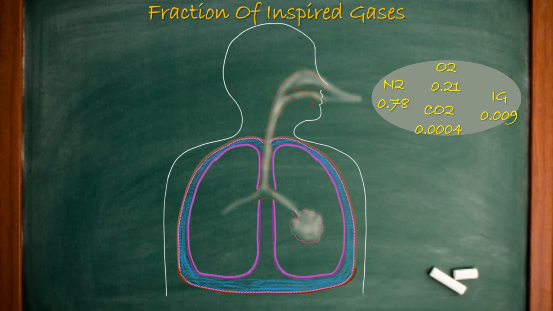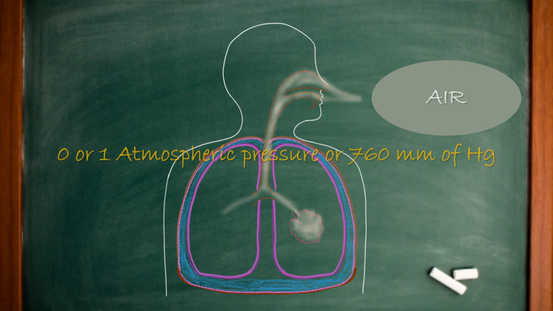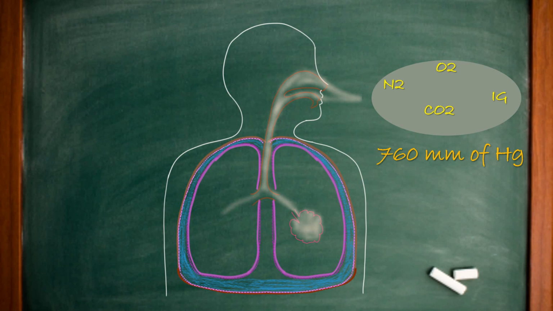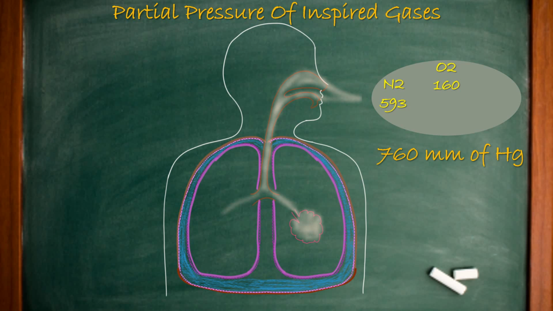The second concept to understand here is that, as we saw previously, this air is exerting a pressure of about 1 atmosphere or 760 millimeters of mercury on the body surface and the airway opening. This means that all these components in total are exerting a pressure of 760 millimeters of mercury. So if we want to find out how much is the pressure exerted by the individual components, we will just have to multiply their fraction in the air by the total pressure. So this gives us a value of about 593 millimeters of mercury for nitrogen and about 160 millimeters of mercury for oxygen. And this here is the concept of the partial pressure of the inspired gases.